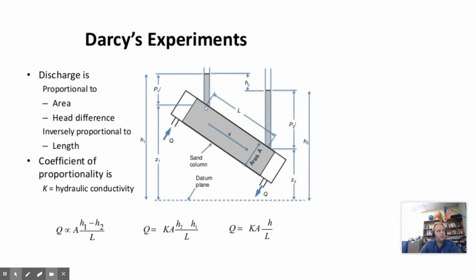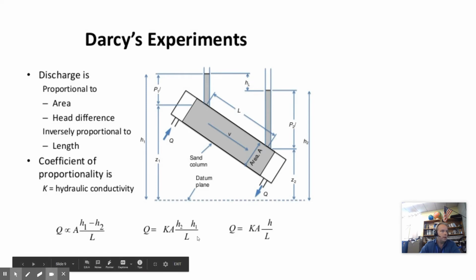So if you had piezometers, that's what they're called, sticking into the Darcy's apparatus here, you can measure the hydraulic head at one location and at another location, and take the difference over the length of the tube. That's your gradient. It's dimensionless. Multiply by the cross-sectional area and the conductivity, and you can figure out what the discharge is. And that's what's going on with these various forms of Darcy's law.